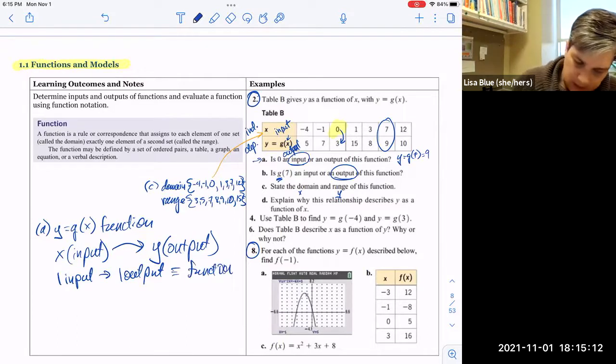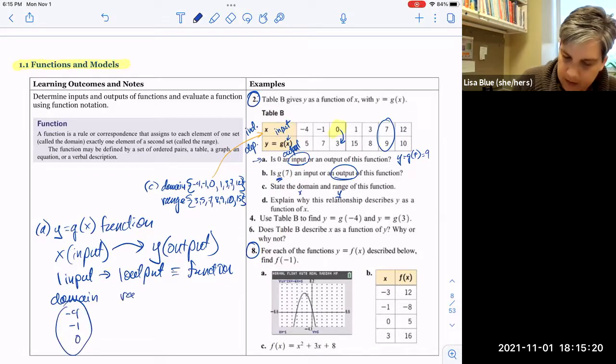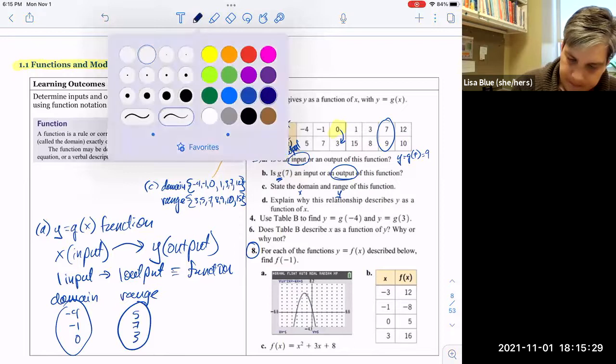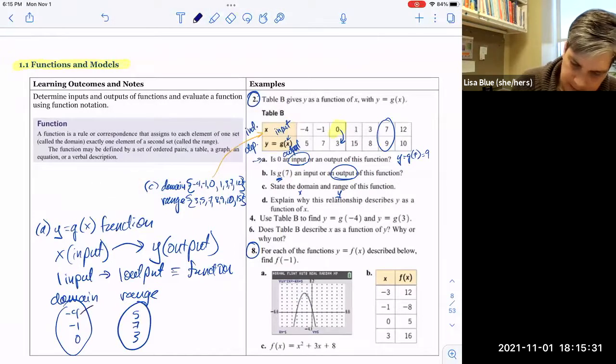Okay, and so we could literally say, all right, well, here's my domain. My domain is -4, -1, 0. Okay, and that's just part of it. And then my range is 5, 7, 3. And then we see that this function maps -4 to 5. So 1 input to 1 output, -1 to 7, and 0 to 3.